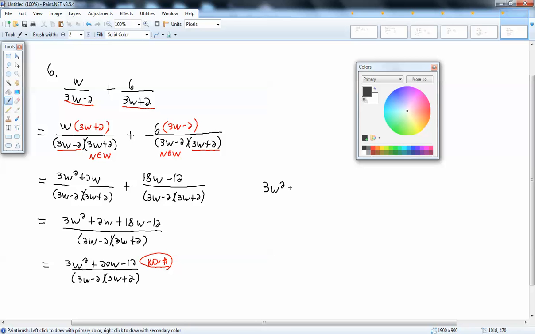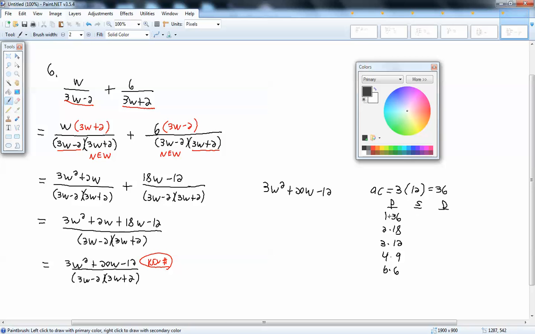Now let me look at that over here inside. 3w squared plus 20w minus 12. Key number: you take the number at the beginning times the number at the end, ignoring signs. So we got 3 times 12 gives us 36. Now we're going to write down all products that give us 36. We got 1 times 36, 2 times 18, 3 times 12, 4 times 9, and 6 times 6.